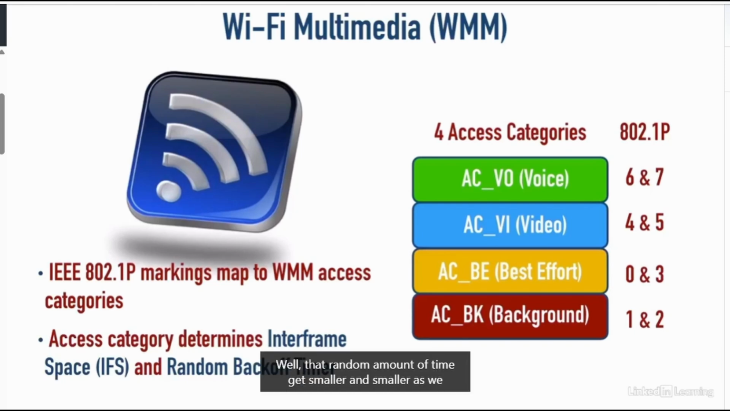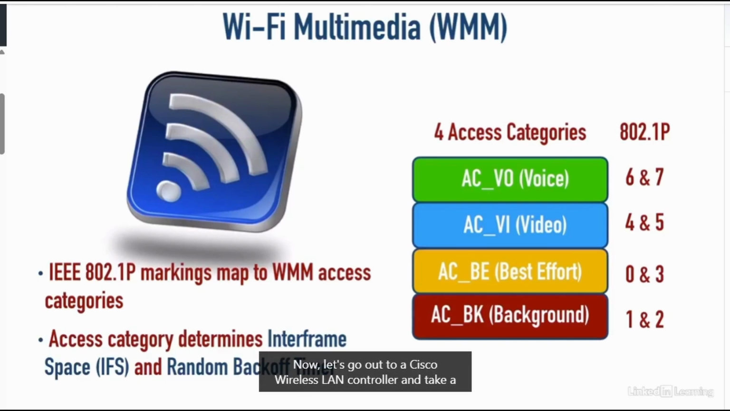Well, that random amount of time gets smaller and smaller as we increase our priorities, as we go up in the stack that you see on screen. Again, the idea is the higher the access category, the more aggressively we're trying to send our traffic. And that's the way that we can take a .1p marking on a network client and translate that into how aggressively we're going to be trying to send it on the wireless network.